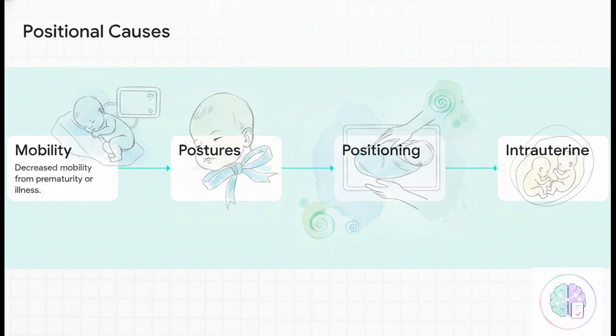First, it could be decreased mobility due to prematurity or chronic illness. Second, abnormal postures, like congenital torticollis pulling the baby's neck to one side. Third, it might be intentional positioning by parents for safe sleeping. Or fourth, intrauterine etiologies, like crowding before the baby is even born.